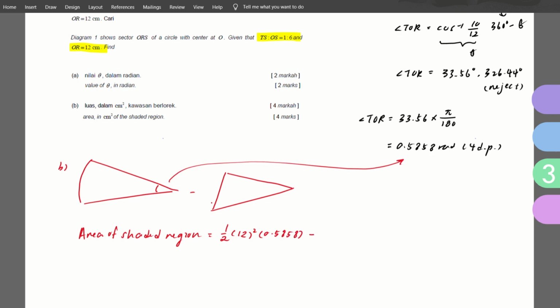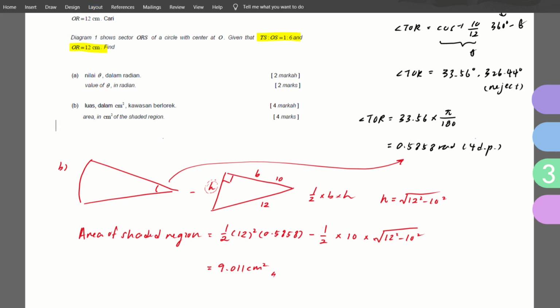Minus the triangle. Here this triangle is a right angle triangle, so we can use 1 over 2 times base times height. So let's say here is the base, here is the height. Our base we calculated just now, it's 10, and the height is the thing that we don't have, so we can use Pythagoras theorem to help us calculate the answer. Since we know here is 10, here is 12, you will get 9.011 cm squared.